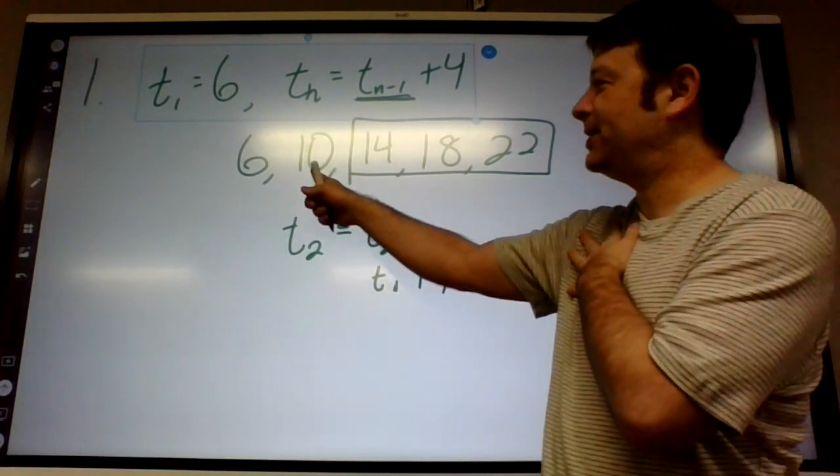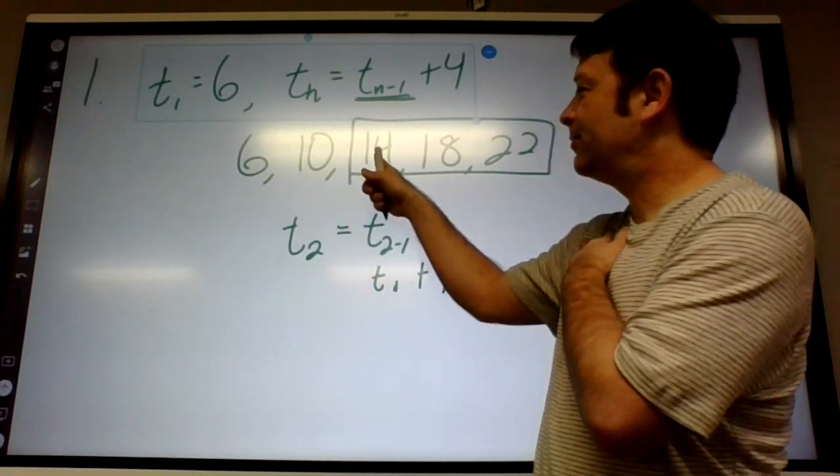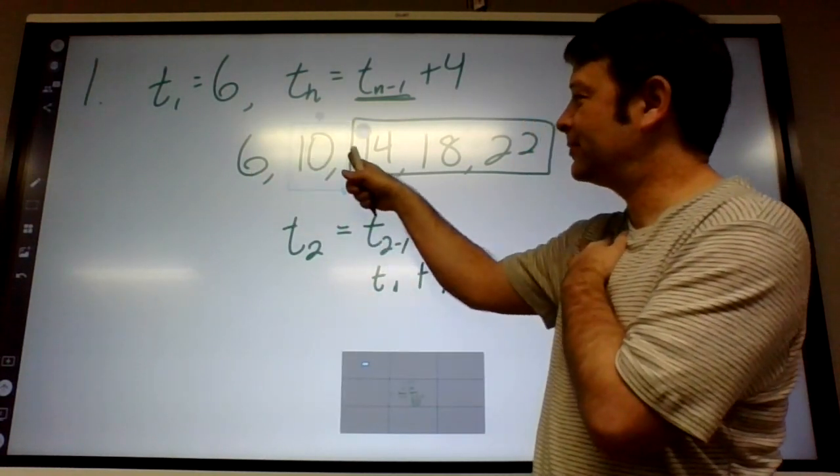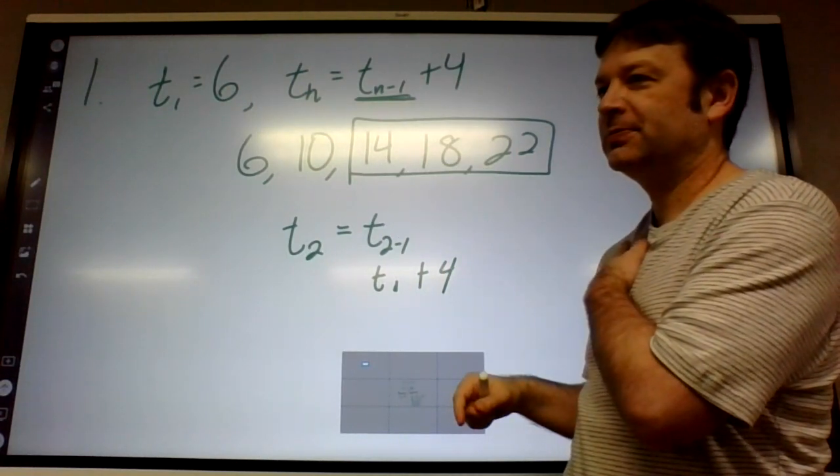So 10 is the previous term plus 4. 14 is the previous term plus 4. 18 is the previous term plus 4.